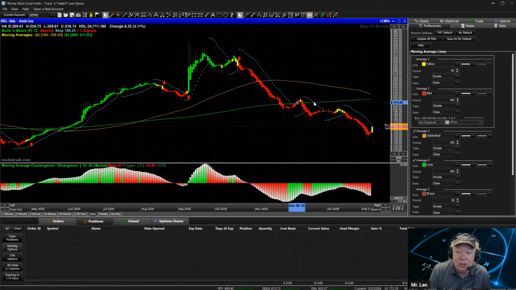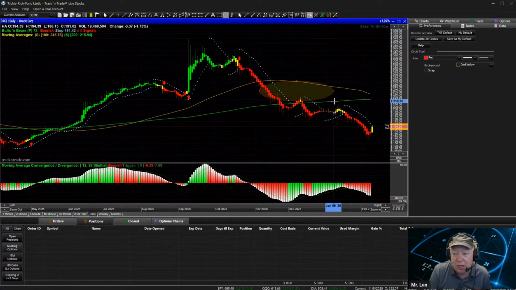Now this is the 200, this one here. So if it drops below the 200 period moving average, well, now you're going down below the delta cone of probability. So the delta cone of probability is between the 1 standard deviation and the 2 standard deviations, right here. This is the delta cone of probability. There it is.